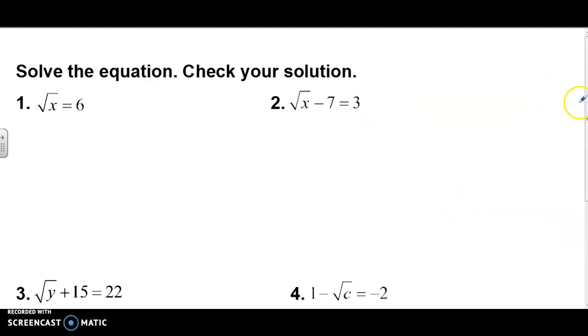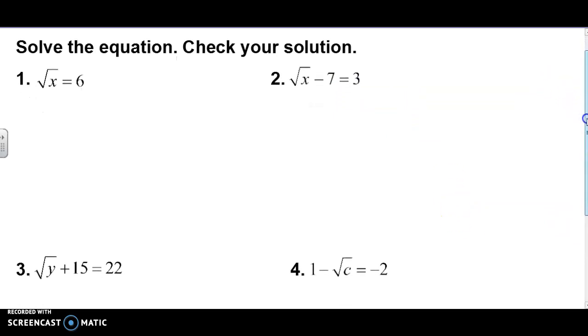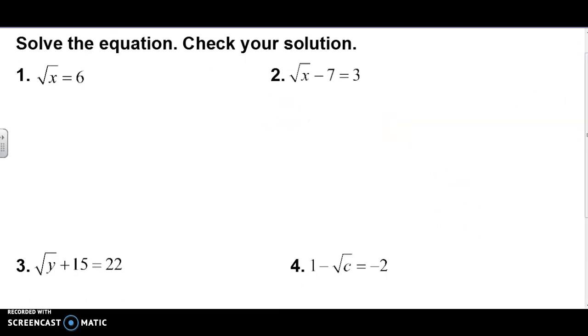So why don't you guys try these 4 out, pause the screen. When you're ready, press play, and we will see the answers come up.